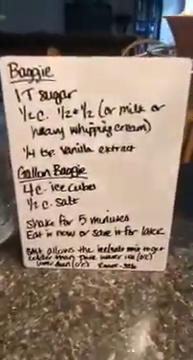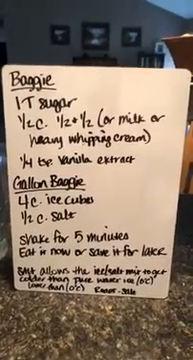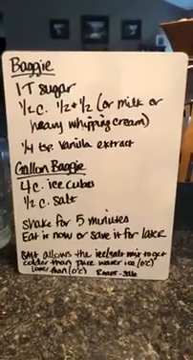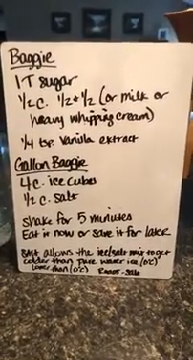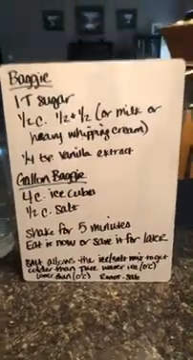So let me flip this around just in case you want to take a screenshot of the recipe there. In the little baggie, you put a tablespoon of sugar, half a cup of half and half, or milk, or heavy whipping cream, and a 1/4 teaspoon of vanilla extract. And in the gallon baggie, I have 4 cups of ice cubes and half a cup of salt. Then shake for 5 minutes. You can eat it right away, or you can save it for later.